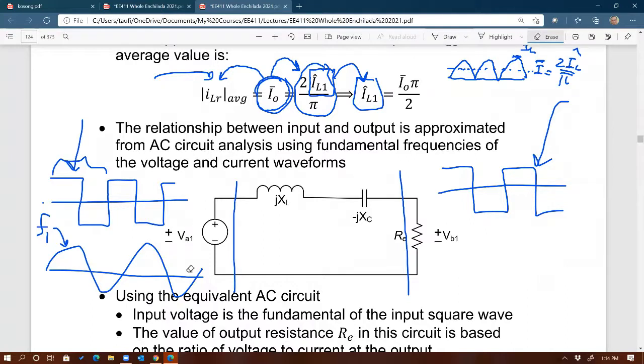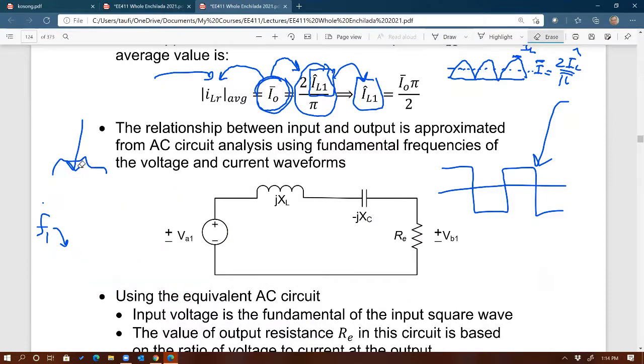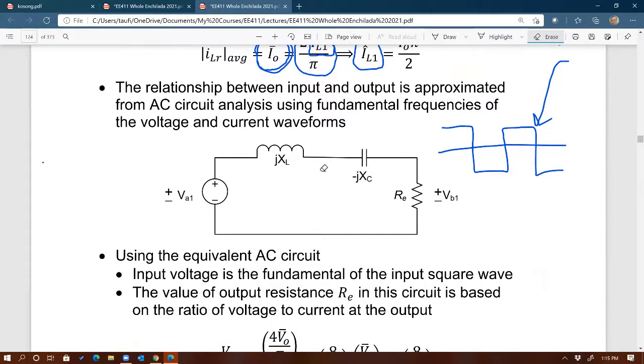Okay, so let me erase this. So now we have a new model of our circuit where we have the same tank right there. Input now is going to be VA1 only, plus minus, and output is going to be VB1 only, plus minus, except now it's a sine wave, not a square wave anymore. This is all sine wave.